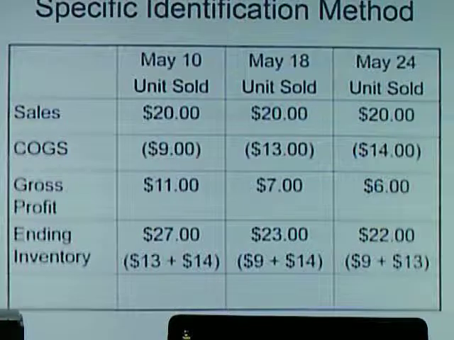So with the specific identification method, again, what we're looking at is what item we specifically sold, where this particular amount came from, and what the gross profit and the ending inventory are. And again, the specific identification method is the easiest one that you're going to encounter, and unfortunately it gets slightly more complicated from here.